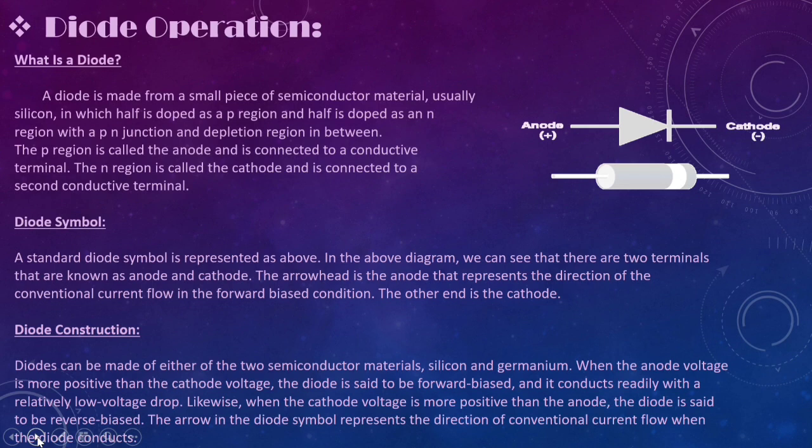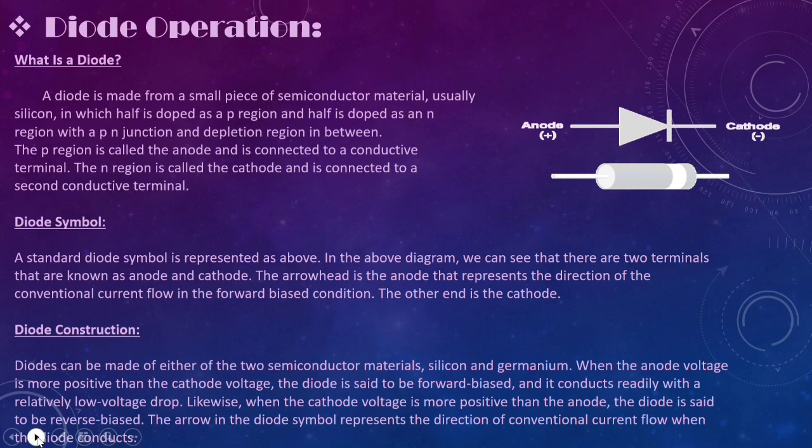Diode construction. Diodes can be made of either of two semiconductor materials, silicon and germanium. When the anode voltage is more positive than the cathode voltage, the diode is said to be forward biased and it conducts readily with relatively low voltage drop. Likewise, when the cathode voltage is more positive than the anode, the diode is said to be reverse biased. The arrow in the diode symbol represents the direction of conventional current flow when the diode conducts.